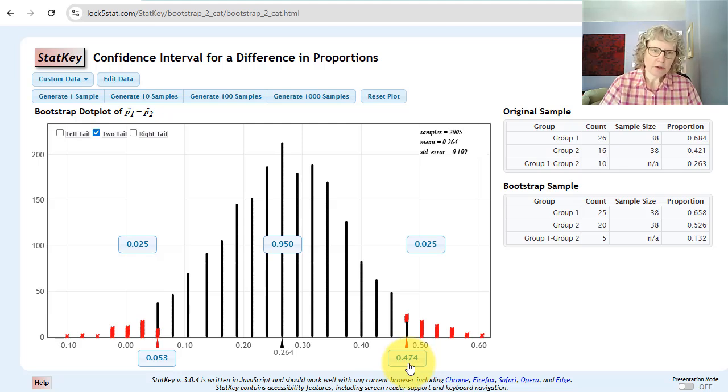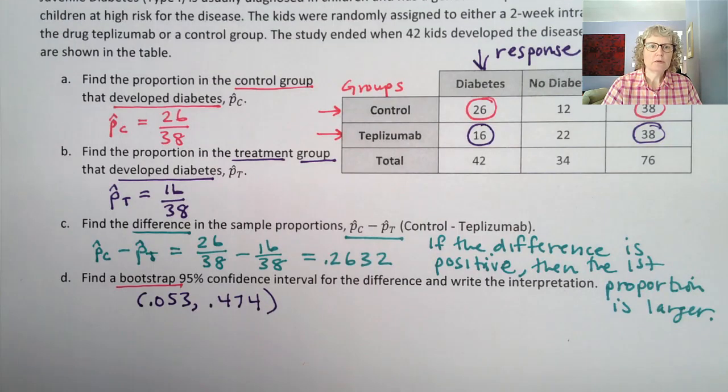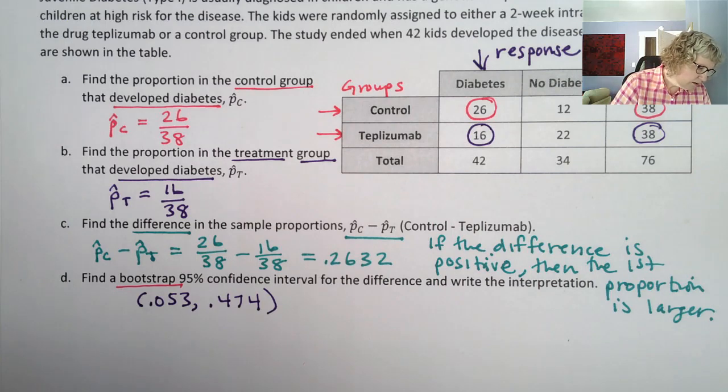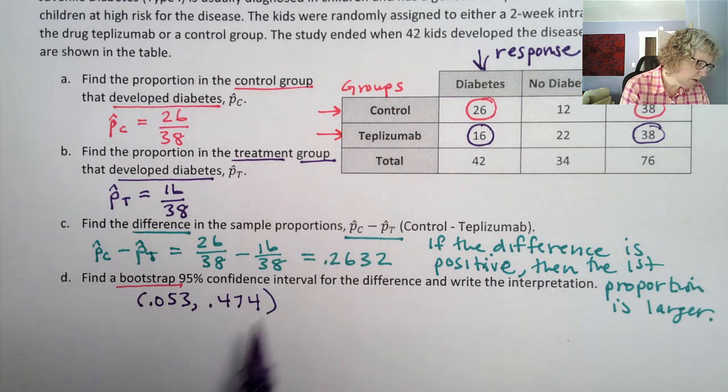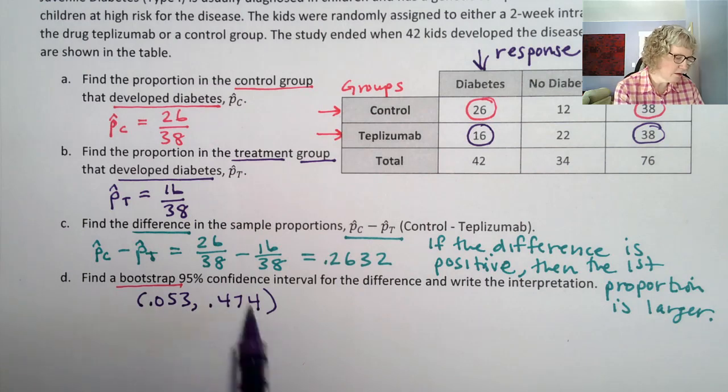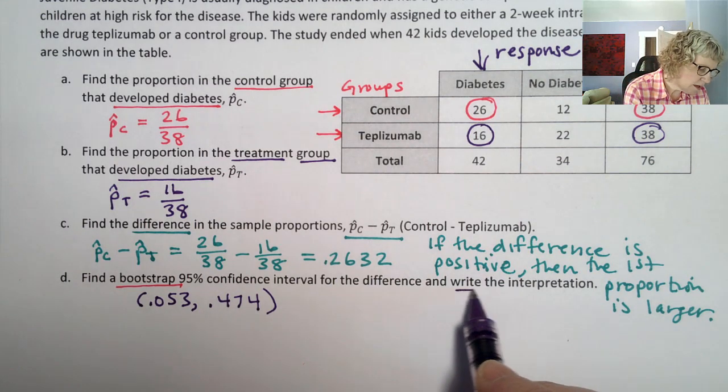Okay, so I'm going to write that down, and then I'll switch back to the notes. 0.053 to 0.474. Okay, we'll go back to the notes here. So I wrote that down, and that's our confidence interval. Remember, it's for the difference in the two groups. We're going to write the interpretation.